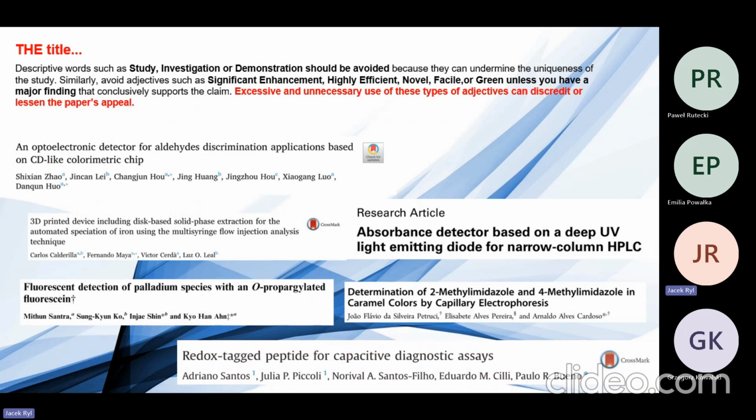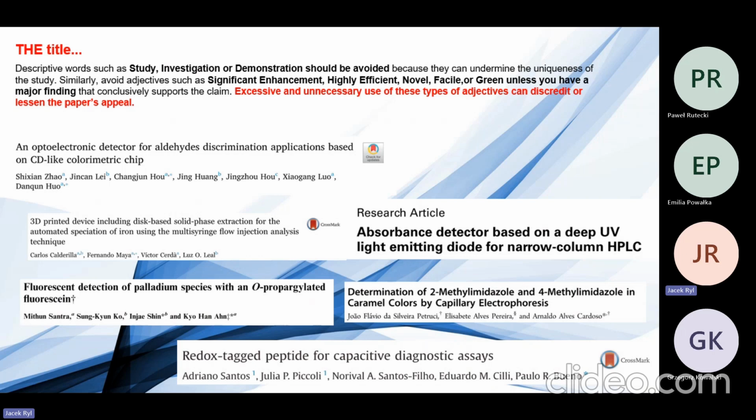So the title: this is a very common mistake that we can make. I did it in the past in some cases. For example, descriptive words such as study, investigation, demonstration should be avoided because they can undermine the uniqueness of this study. Similarly, avoid adjectives such as significant, enhancement, highly efficient, novel, faster. Many titles of articles come with these words, like a novel sensor for this, or a highly efficient this. According to most of the editors of these tutorial guides, these are not welcome words and can reduce the impact of your presentation. So excessive and unnecessary use of this type of adjectives can discredit or lessen the paper's appeal.